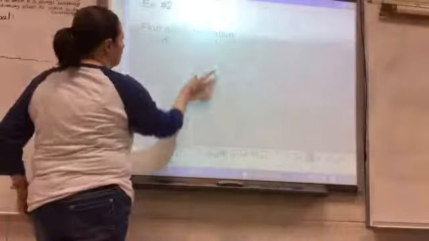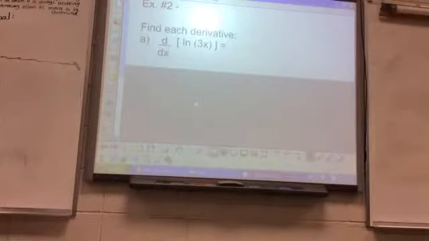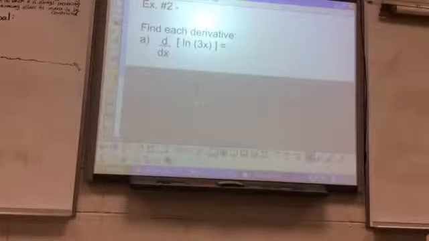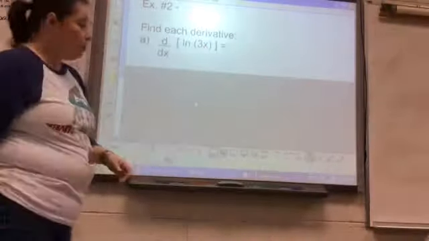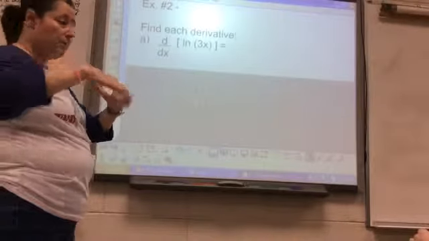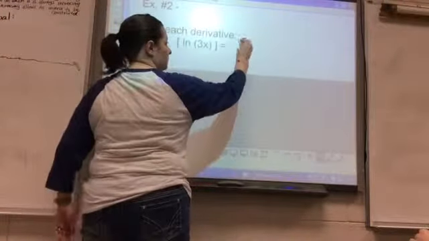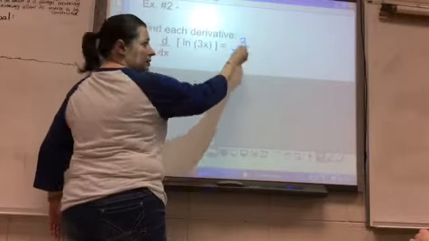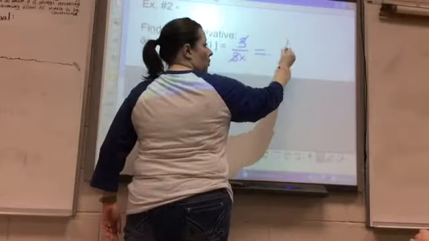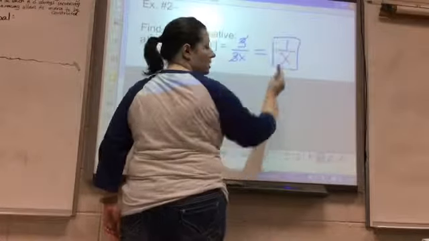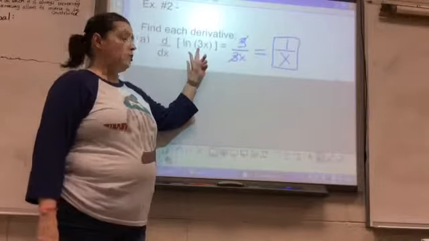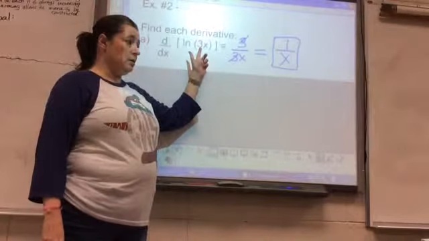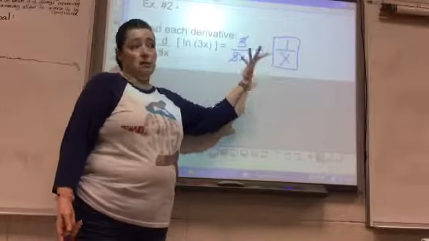Alright, so let's start with part A here. We're going to take the derivative of ln of 3x. So we're going to have derivative over itself. That would give me what? 3 over 3x. And then you can definitely reduce this to 1 over x. So notice this. What could you conclude from that? If there's just a constant in front of x, it's going to go back to 1 over x. Right?